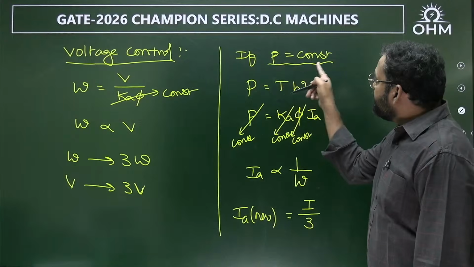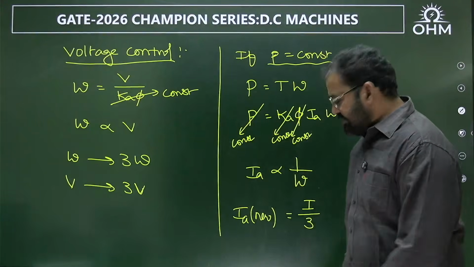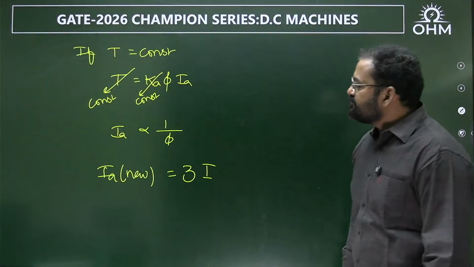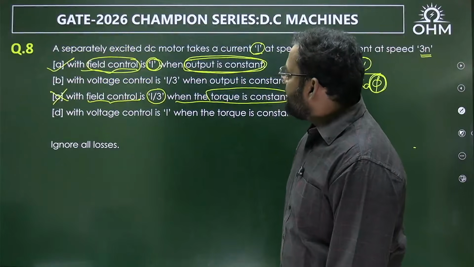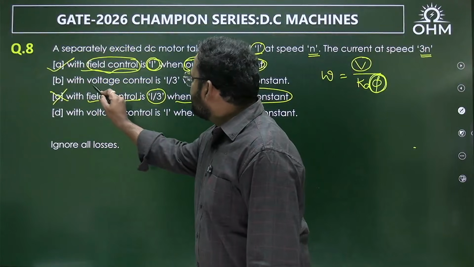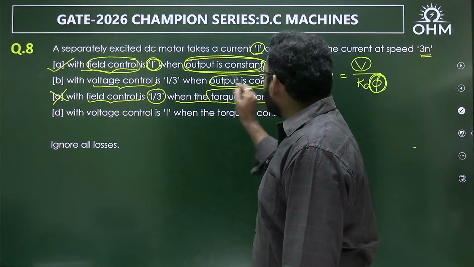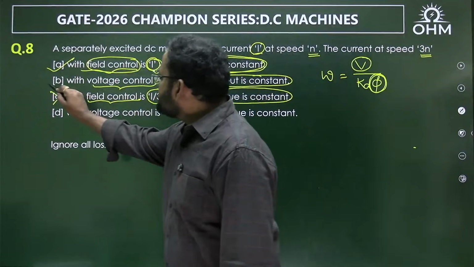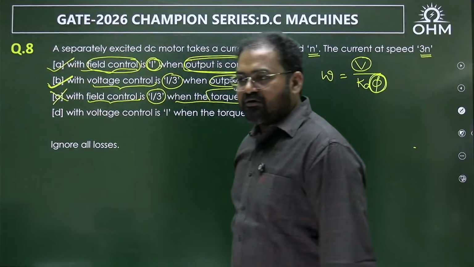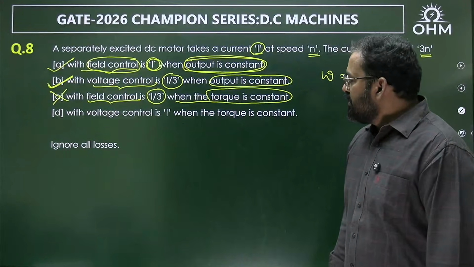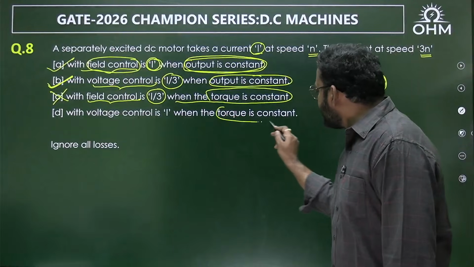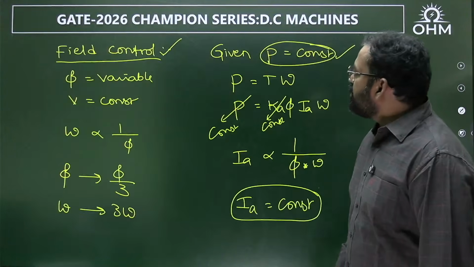This is if power is constant, voltage control method, the new current is I by 3. See, voltage control method, when power is constant, the current becomes I by 3, therefore B is a correct answer. Correct or not? B is a correct answer. What if torque is constant? Another question I have to answer. What if torque is constant?